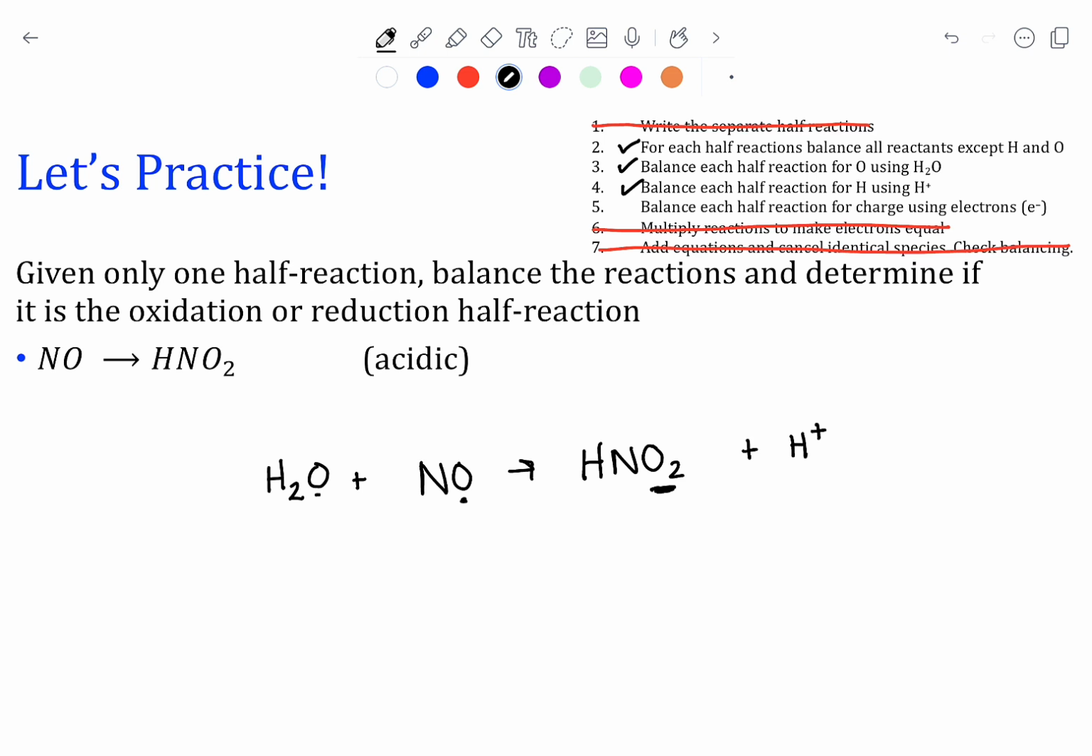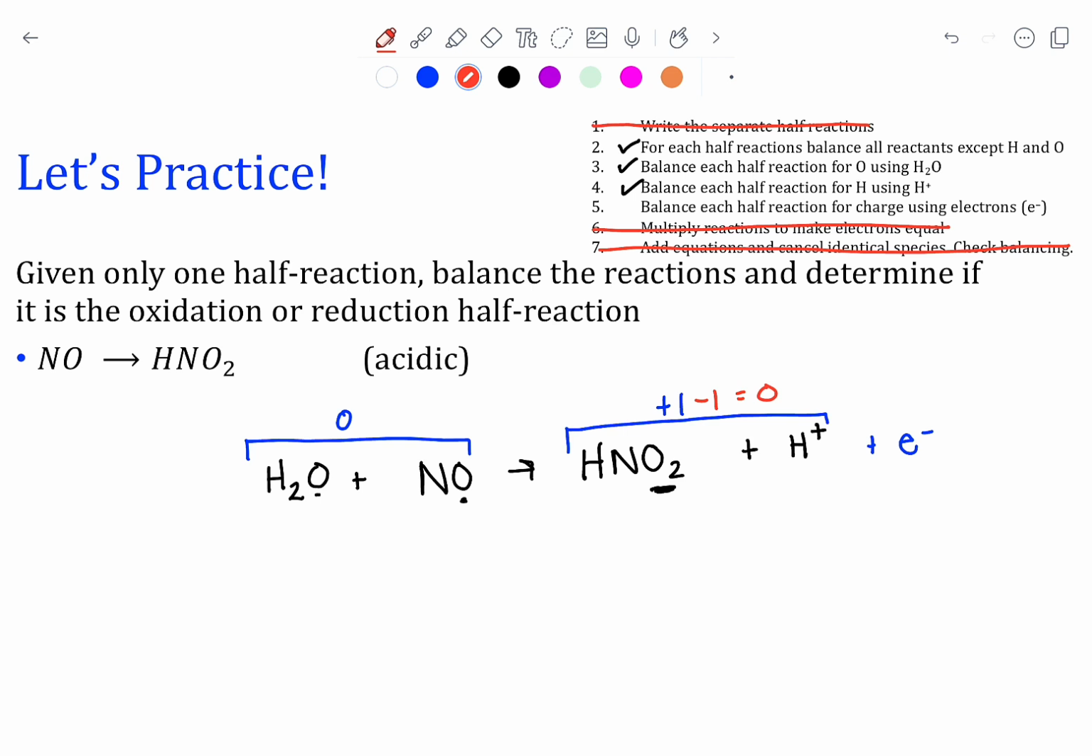Okay, so our last step is to balance for charge. So let's take stock of what's on either side. On our reactant side, we have a charge of 0. Okay, that's an easy one. And on our product side, we have a charge of +1. So we want to add our electrons to our more positive side. So we would add 1 electron to our product side, because that will subtract 1 and give us a charge of 0. Therefore, we have an overall charge on both sides of 0, and that is our balanced half reaction.